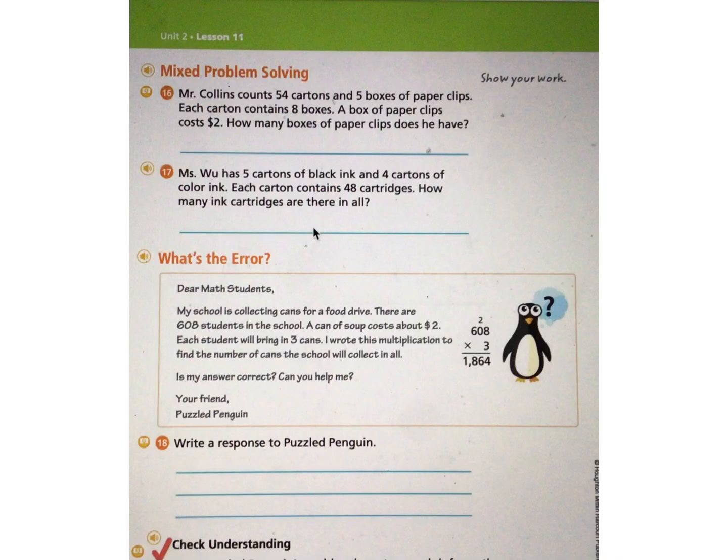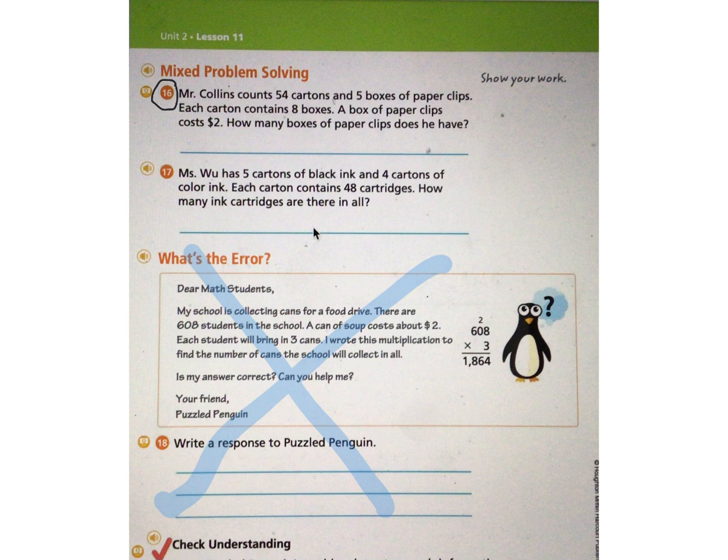On this page, we are going to skip the puzzle penguin, and we're just going to do number 16 and 17. So for number 16, it says, Mr. Collins counts 54 cartons and 5 boxes of paper clips. Each carton contains 8 boxes. A box of paper clips costs $2. How many boxes of paper clips does he have?